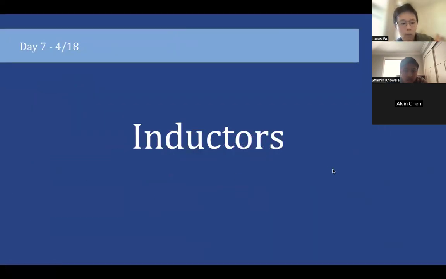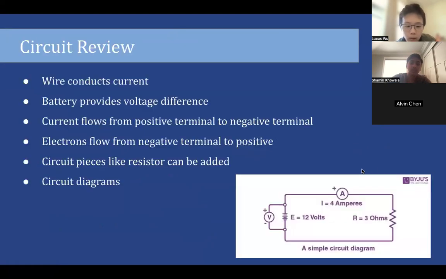Yeah. So covering inductors today. You can go ahead, Lucas. Okay, all right, let's talk about inductors today.